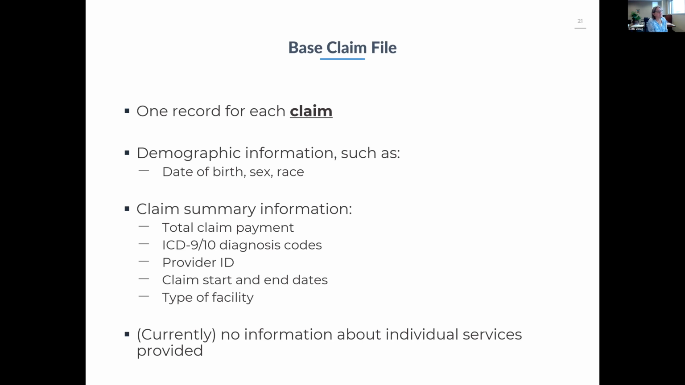There will be summary information about the claim. There will be total claim payment amount. There'll be the diagnosis codes, ICD-9 and ICD-10. There'll be provider IDs. There'll be claim start and end dates, and there'll be a type of facility code. There is no, at least right now, information about the individual services provided in that base claim. So you can say, I know where they were, I know when they were, I know why they were, but I have no idea what happened when they got there. So that would be my summary of the base claim.